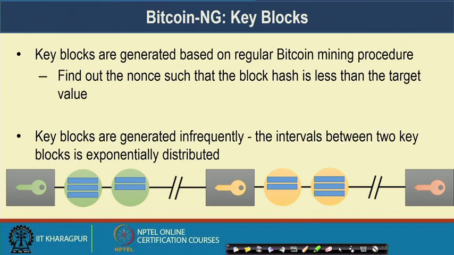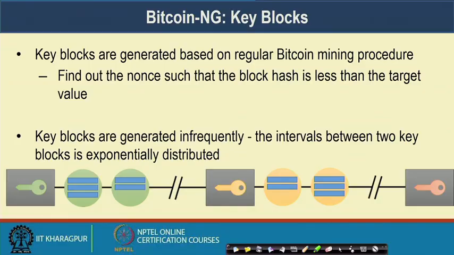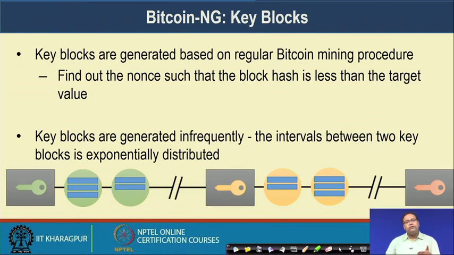These key blocks are generated based on the regular Bitcoin mining procedure. That means that every 10 minutes you can generate a key block, and the idea is to find the nonce such that the block hash is less than the target value. And we generate these key blocks infrequently. So, the interval between two key blocks is in general exponentially distributed, and the average duration is about 10 minutes, similar to your standard Bitcoin protocol.